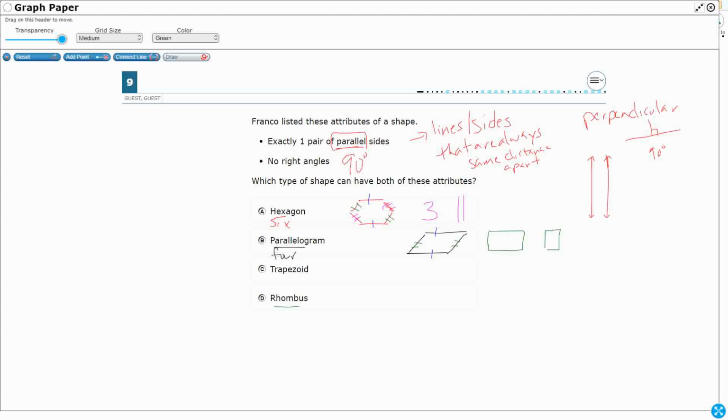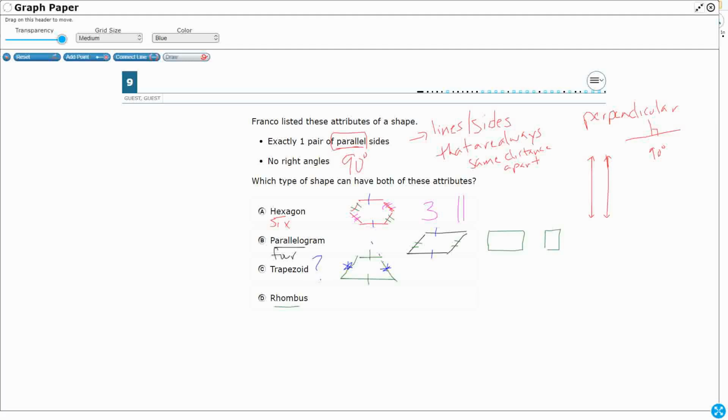Trapezoid. All right, so trapezoid, right? This is our typical trapezoid. Take a look at this. I only see one set of parallel sides because these two are not parallel. They'll eventually cross if you extend them like that. So a trapezoid has no right angles and it's got one set of parallel lines. That could work.